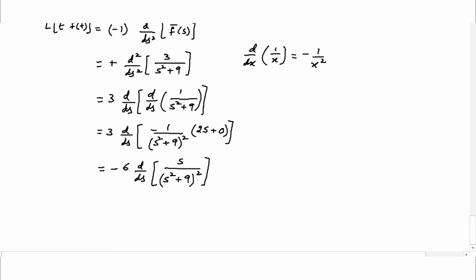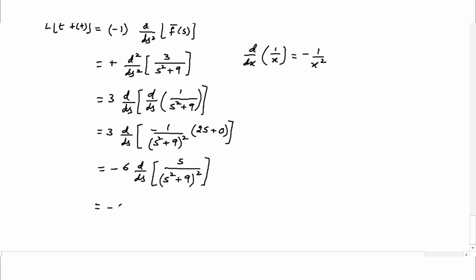So once again we need to differentiate this expression. Now because here s you have both in the numerator as well as in the denominator, therefore I will be using the formula u by v form.